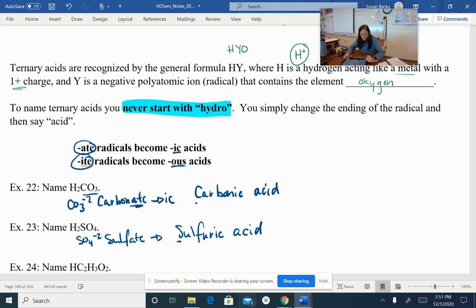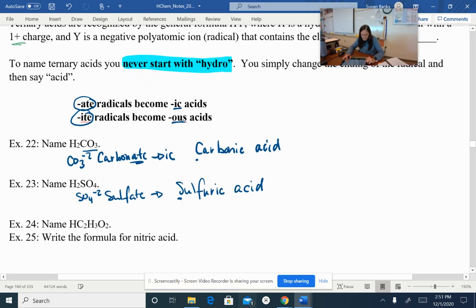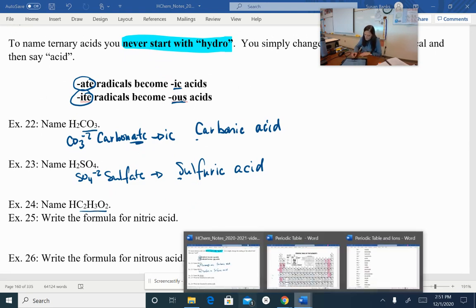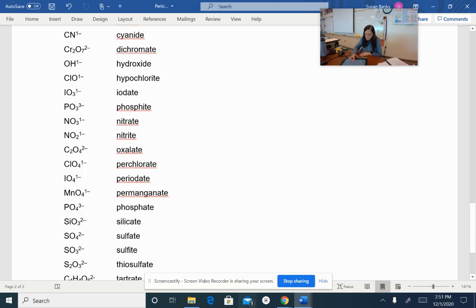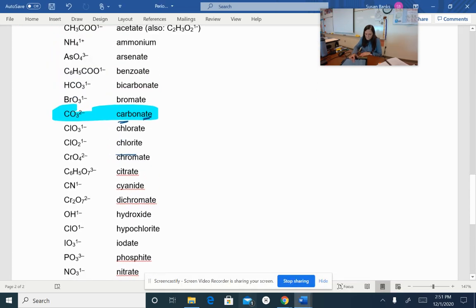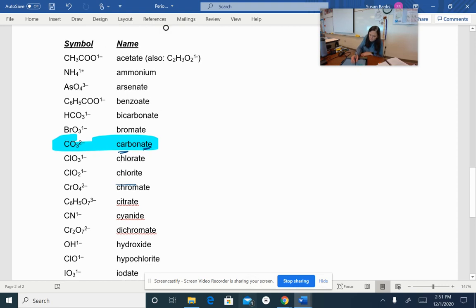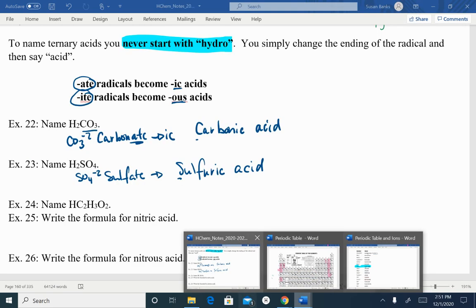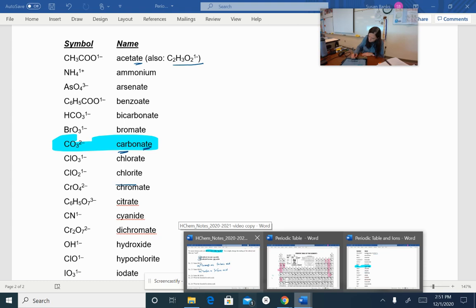Okay? So the next thing we need to do is we need to find C2H3O2 on our ion chart. So it's right up here. It's acetate. Once again, we have an ate. We're going to change that to ic. So this is going to be acetic acid. So this is acetate.